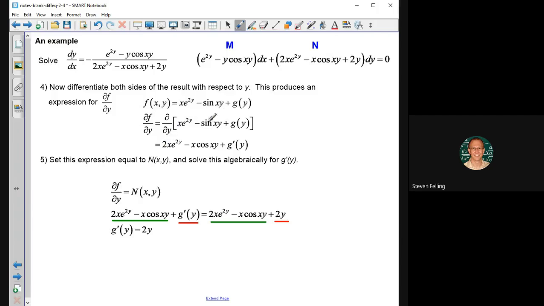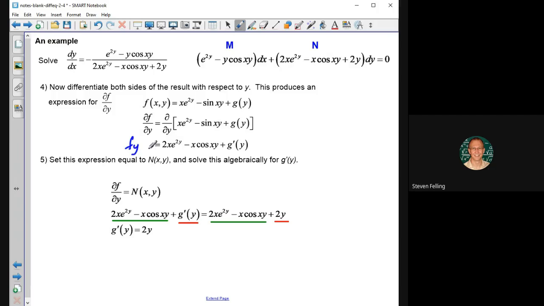Right? This would be the derivative of sine is cosine, but times the derivative of the inside, partial derivative with respect to y is x. So we have x cosine xy. And then this we're just going to call g prime of y, where we recognize that the variable of differentiation is y. All right, so that is what fy is equal to, right?